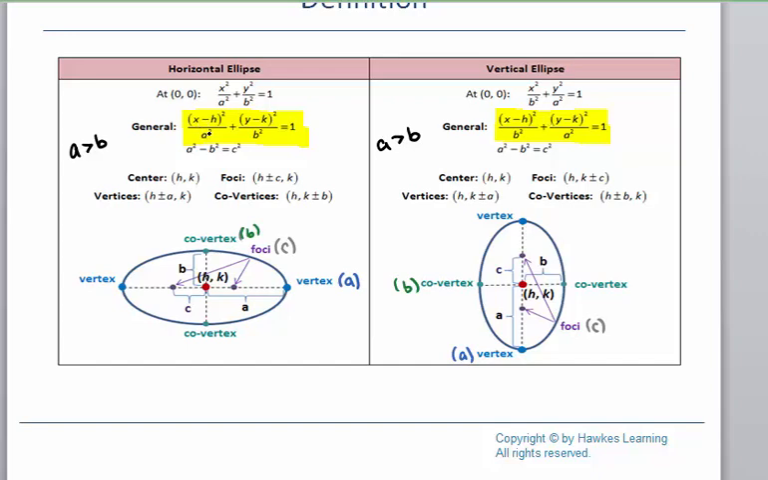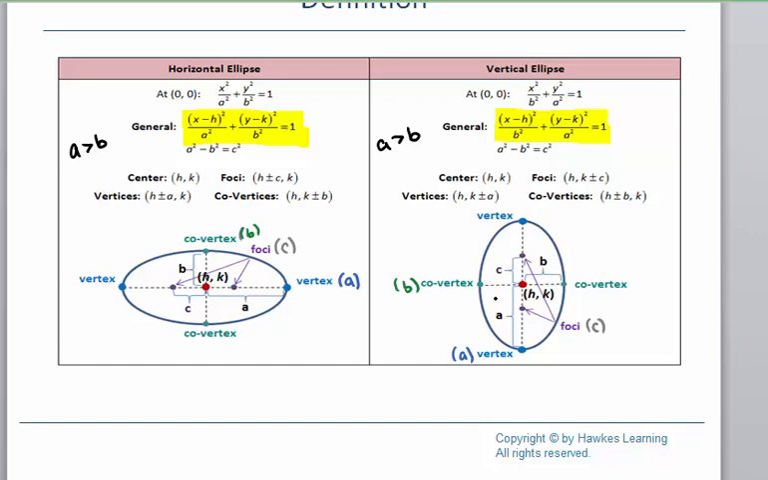If your larger number is under the X, it's going to be turned this way, with the longer axis running across, like the X-axis. If your larger number is underneath the Y, the ellipse is going to be turned this way, with the longer axis being up and down, like the Y-axis.